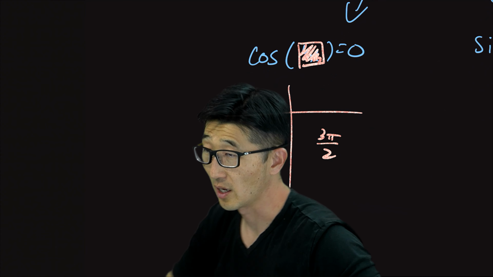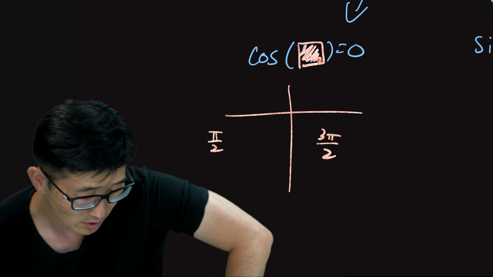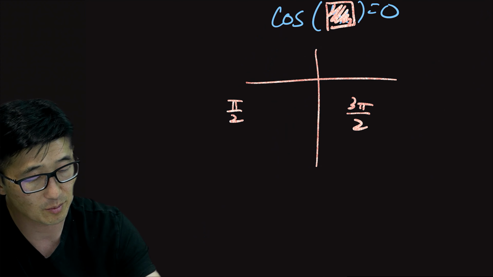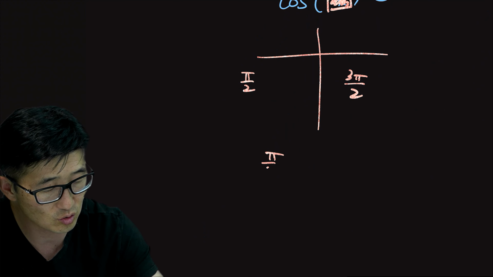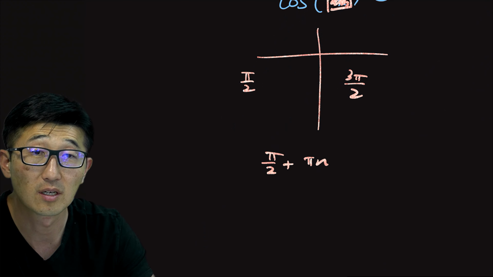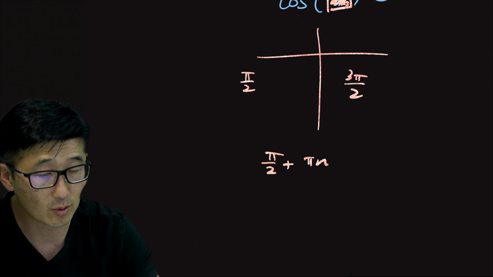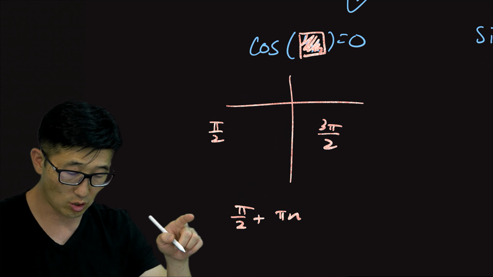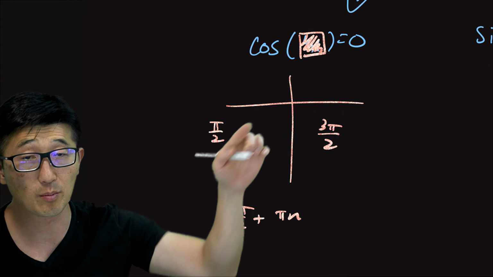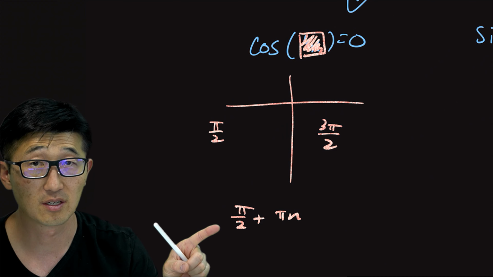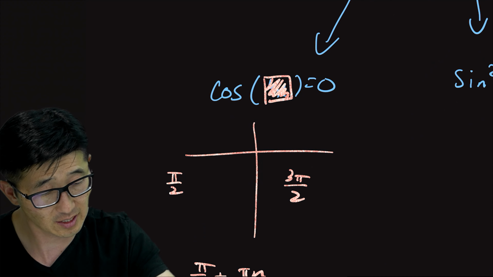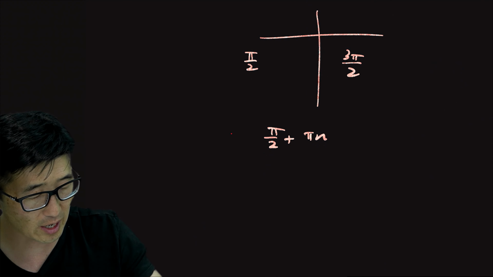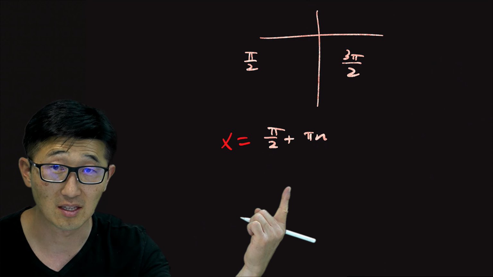So instead of doing both, we can just say I'm going to use pi over 2 plus pi n. But hold on, this is the part where it's a little bit tricky. Inside this parenthesis, we want to plug pi over 2 in there, right? It's normally like the letter x, and x has to equal that.